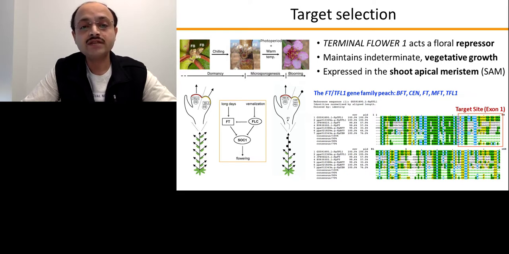FT, TFL1, brother of FT, centroradialis, and mother of FT are a family of related genes. So we aligned their sequences and found a target site which is unique to TFL1. So we don't disturb the other genes while only creating point mutations in TFL1.